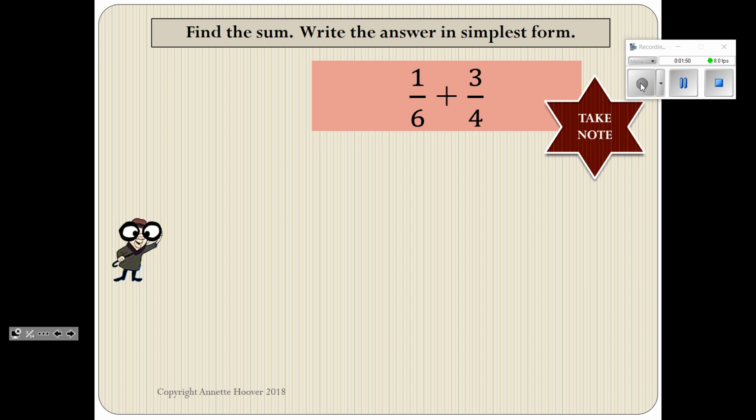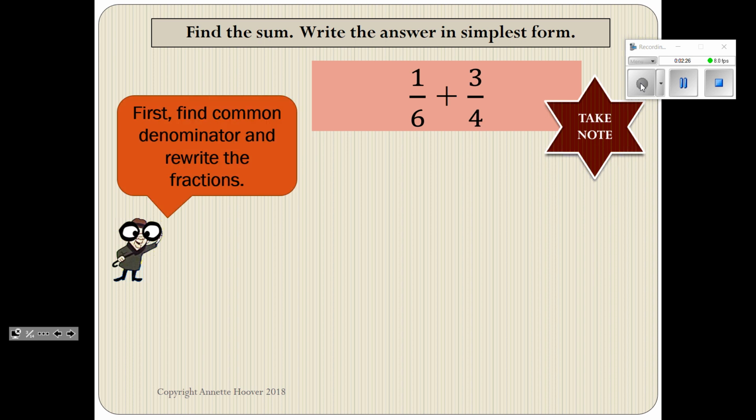Here we have 1/6 plus 3/4. You will notice that the denominators are not the same, so we want the pieces to be the same size in order to add and subtract them together. That means the denominator has to be the same, because that tells us how many pieces something is divided into. So if you start counting by 6 and start counting by 4, 12 would be the first multiple that they have in common. So we're going to rewrite it with a denominator of 12.